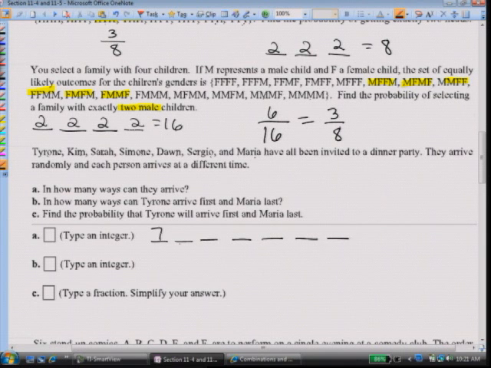But now, somebody already arrived, so I only have 6 people to pick from. And then I only have 5 people, and then 4, and then 3, and then 2, and then 1. Okay? So the different ways is actually 7 factorial.